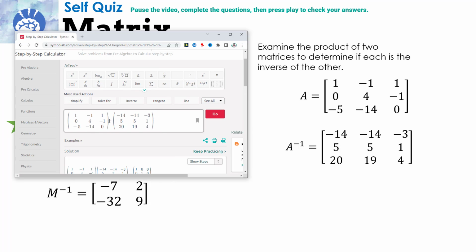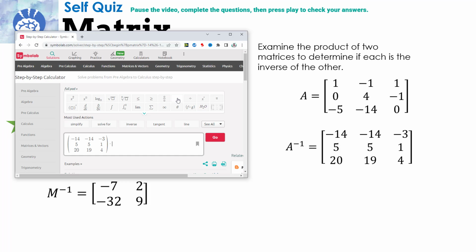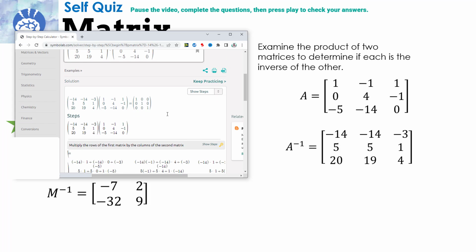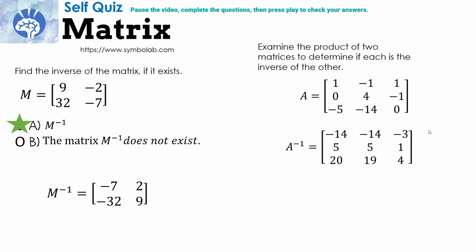Let's see if A inverse times A gives us our identity too. Times A. And A is a 3 by 3. Let's put the numbers in. And let's go. Would you look at that? We get the identity again. Woohoo! That's awesome. So what is that telling us? That's telling us that these two are in fact inverses of each other.